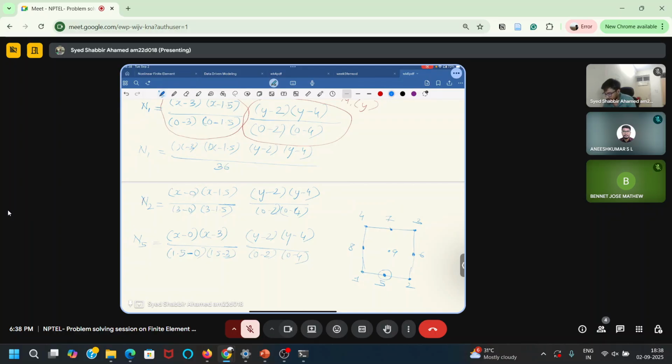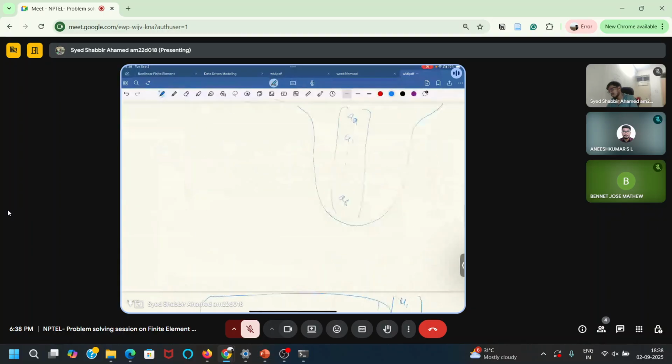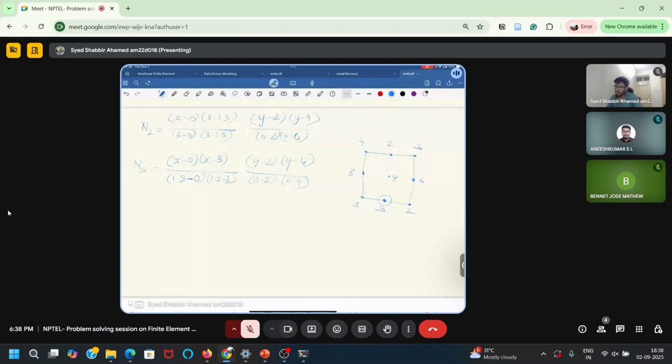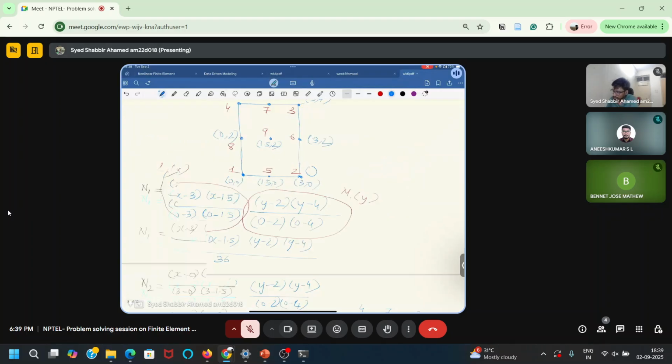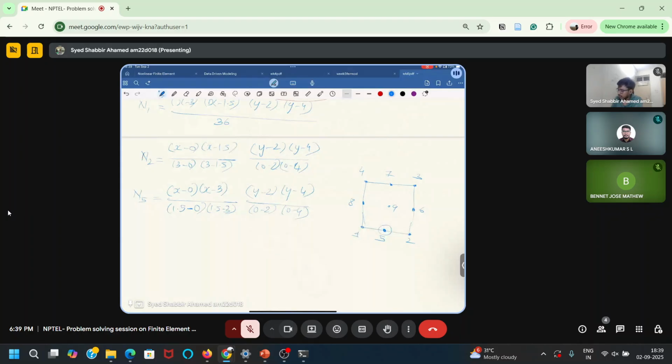So this is the simplest method. There are very few computational calculations we have to do. We don't have to do inverse and all this, because this is simple Lagrangian interpolation. Otherwise, we have to go through the process of coding and getting the inverse and getting these functions. Okay, so like this, similarly we can get N6, N7, N3, N4, N8, and N9.